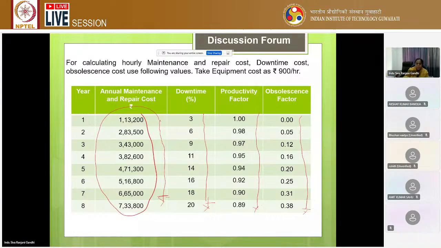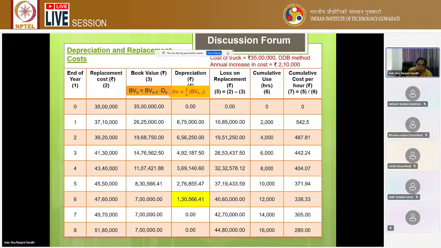Now let us come to the actual doubt posted by the learner. The learner's doubt is how to get this depreciation of 1,30,566 using the double declining balance method. I hope you have already gone through the lecture on the DDB problem. Let me show you a sample calculation on how to estimate the depreciation.